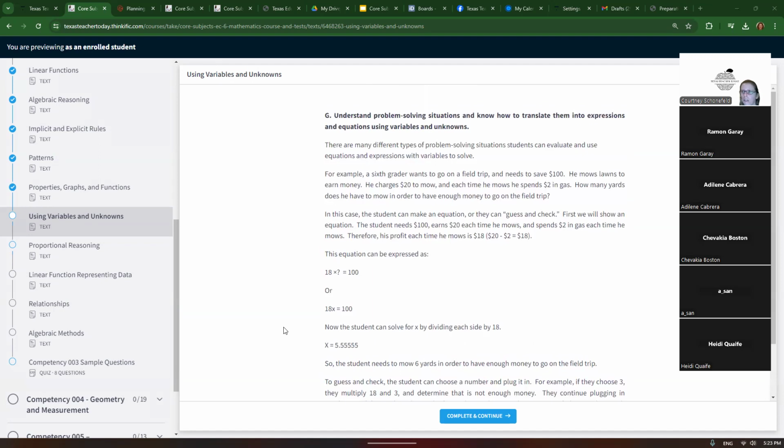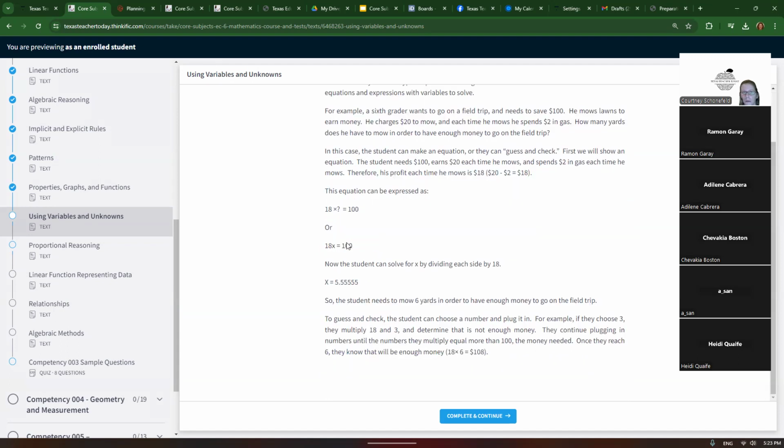No, you've never been allowed to use calculators on the core subjects EC through 6. It's never been allowed. On the 4 through 8 you can, but this workshop's for the EC through 6.